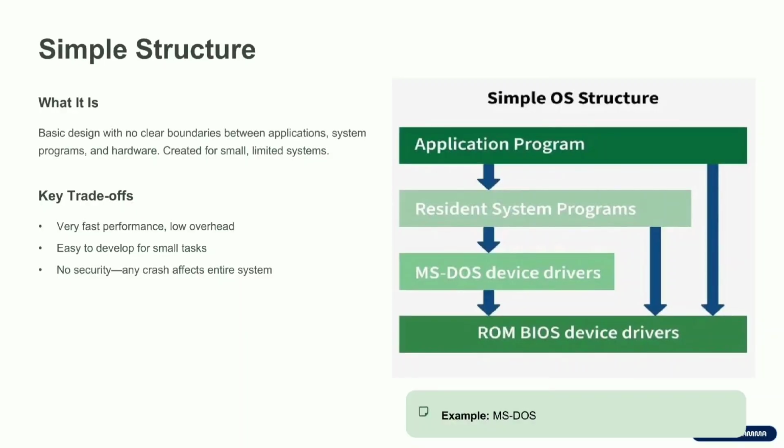First is simple structure. As the name says, it is very simple. Here there are no clear layers. All parts of the OS work together in one place. In the diagram, we can see application program, system programs, device drivers, and BIOS. They are directly connected. Advantages of simple structure are that it is very fast, easy to create and understand, and good for small systems.